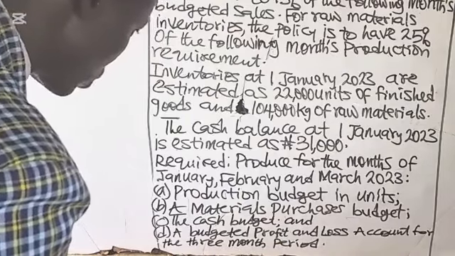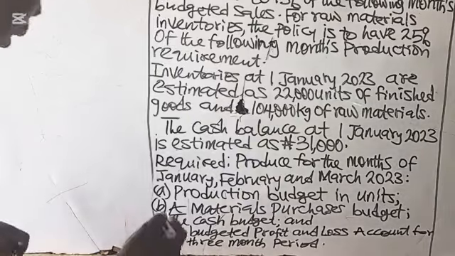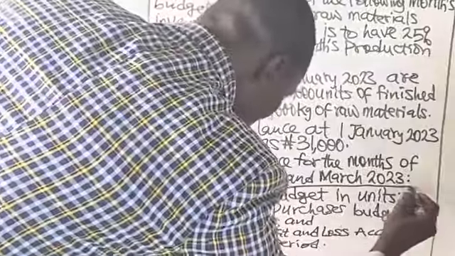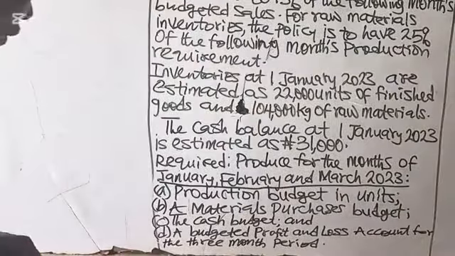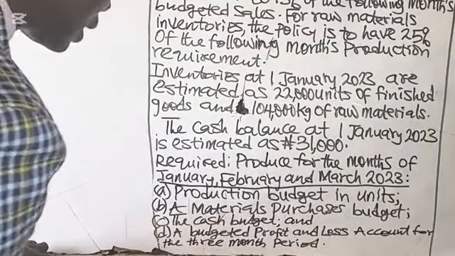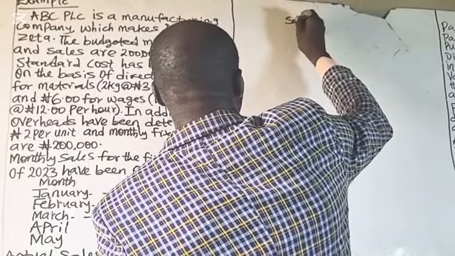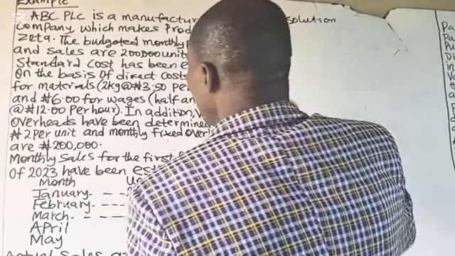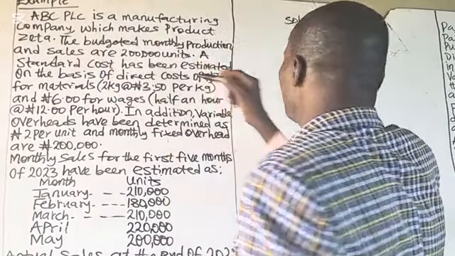Now, let's have the solution to the question. The budgeted period is the months of January, February, and March of the year 2023. So the first budget, the requirement A, you want to prepare production budget in units. Solution. The name of the entity is ABC PLC.